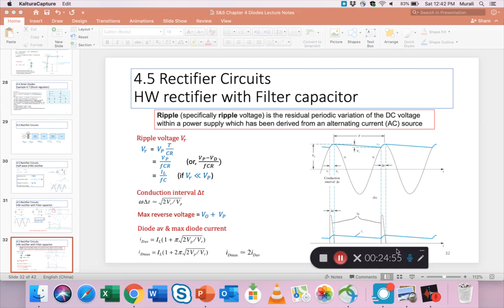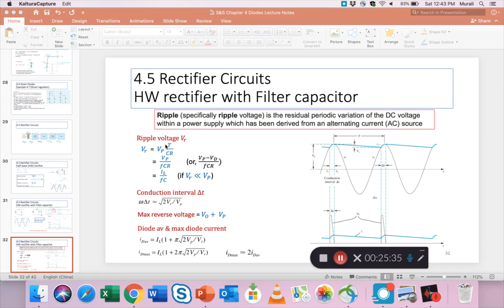capacitor, and here I'm defining the ripple, so maybe it will help you to understand it better. A ripple is the residual periodic variation of the DC voltage within a power supply which has been derived from an alternating current source. So generally, if you have a battery giving you DC power, there's no ripple. You don't think of a ripple in that situation. A ripple only exists if you're getting your DC through a rectifier from an AC supply that's feeding the rectifier. So that's what this definition says.